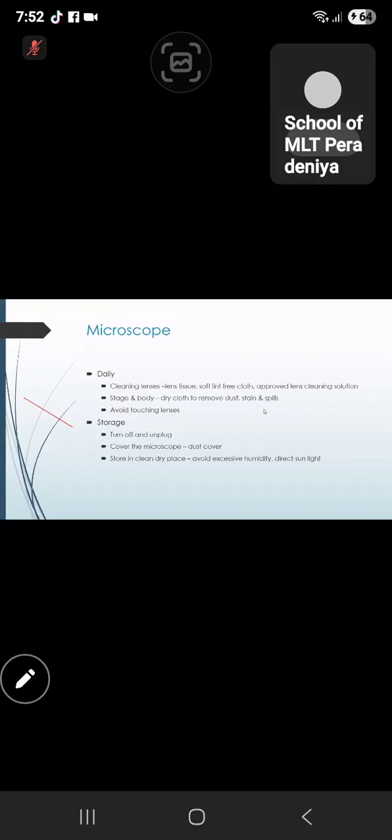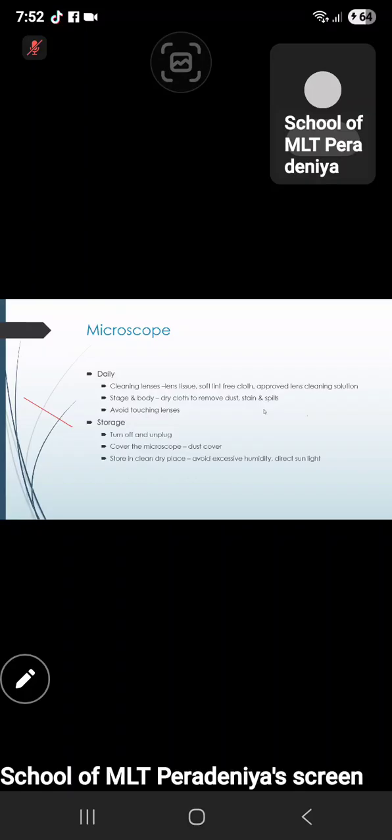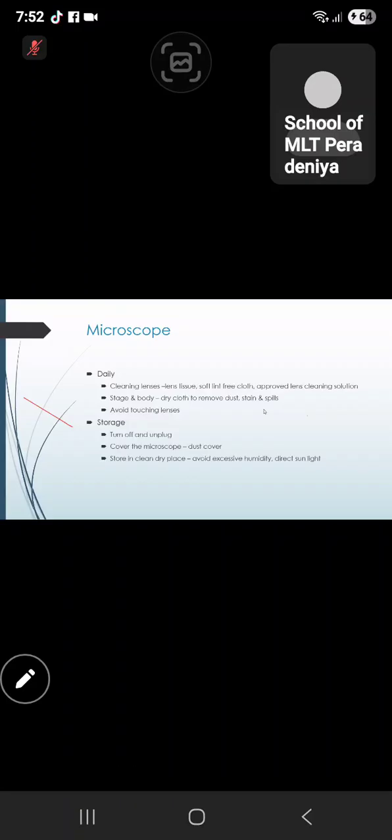And another thing is that if it is in an area affected by dust, we have to clean the other parts of the microscope daily, like the stage and body, right? If any spills occur, we have to clean them quickly, right? And we should not touch the lenses with our fingers, right? That's why we use a hand lens or the soft cloth.